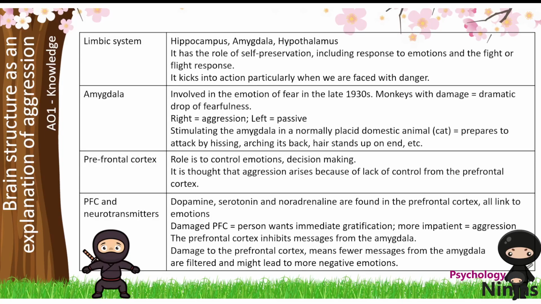First of all, we talk about the limbic system, which involves the hippocampus, amygdala and hypothalamus. It's really important, again, that we link this into aggression and that this region of the brain kicks into action when we are faced with danger, triggering our fight or flight response.